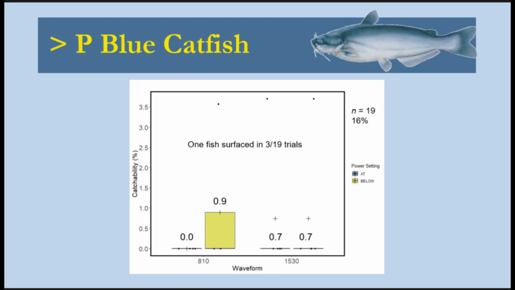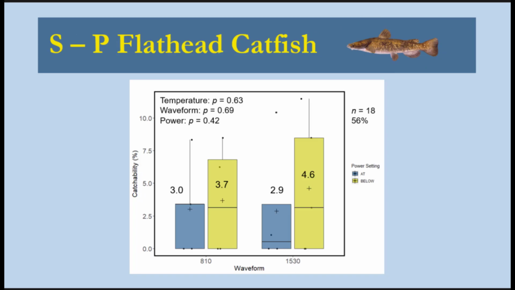Now big blues was a whole different story, and we only had 3 fish in our 19 trials that even surfaced. So the differences in the mean values you're seeing are really related to the pond, 1 out of 24 versus 1 out of 26 fish in the pond surfacing. We didn't have enough fish surfacing to get convergence in our model on any sort of estimate. So, highly variable data. This is the small flathead catfish.